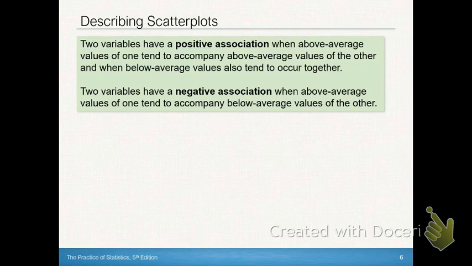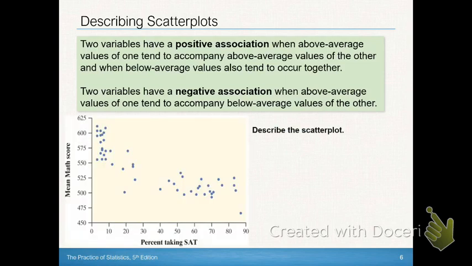Now, association is a general term, versus correlation is only for linear. It's like in geometry, how you had the general term quadrilateral, and then there were specific types of quadrilaterals like rectangles, kites, rhombuses, trapezoids. In this case, association is a general word, which means there's some sort of a pattern, and then correlation specifically means a linear pattern. So here's an example of a scatter plot, and we want to describe it.